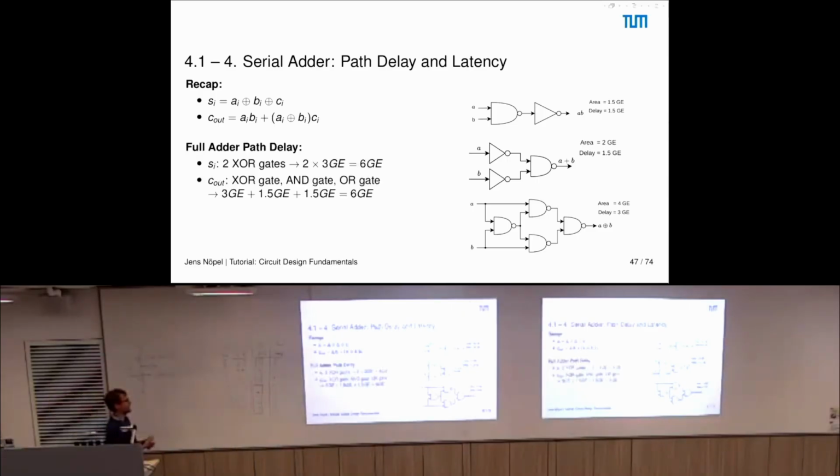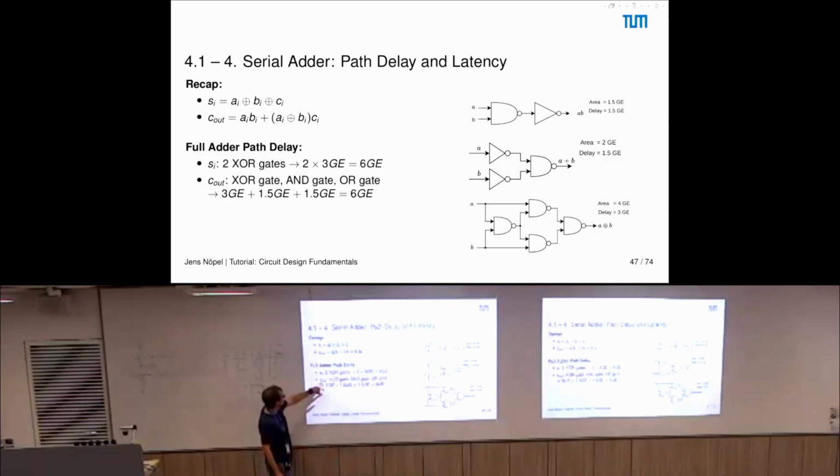All right, then let's see how many gates we need for SI first. So let's focus on the adder first, as I said. And what do we need for SI? These are 2 XOR gates. So that's calculating the first XOR, putting the result into the second one and using CI. So we need 2 XOR gates. This is then 2 times 3 GE, giving us 6 GE.